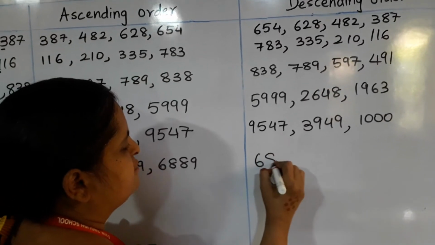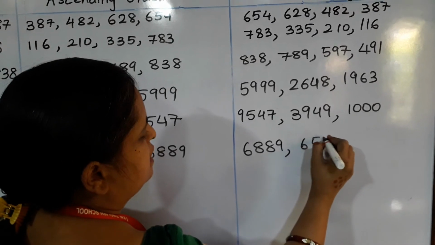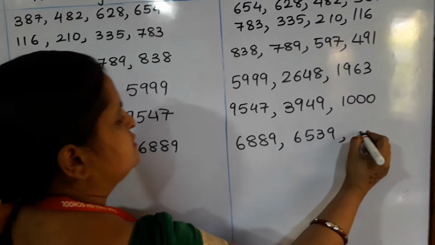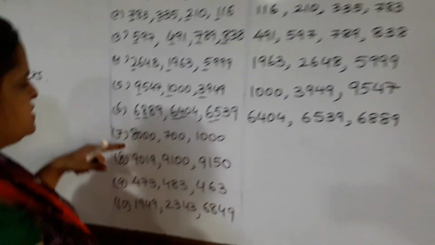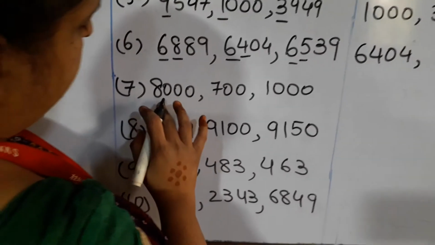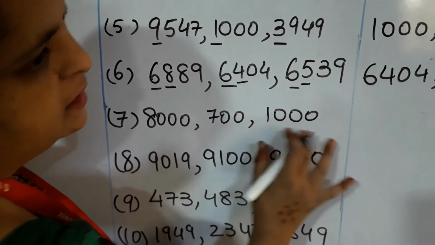Then we will do the same procedure again. Biggest number we will write first 6889, 6539 and 6404.